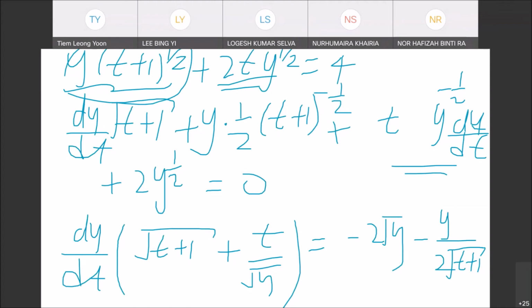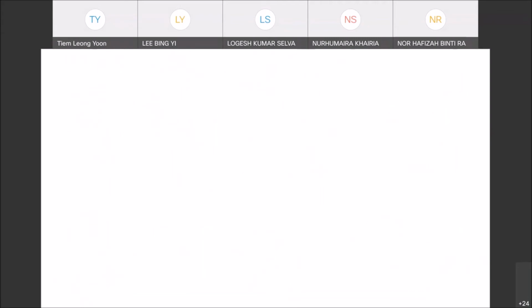Okay, so now I have the expressions of dy/dt and also have the previous expression for dx/dt. So dy/dt is a function of t and y. dx/dt is also a function of t and y. So I have copied down the dy/dt and dx/dt. So now let me try to do this.